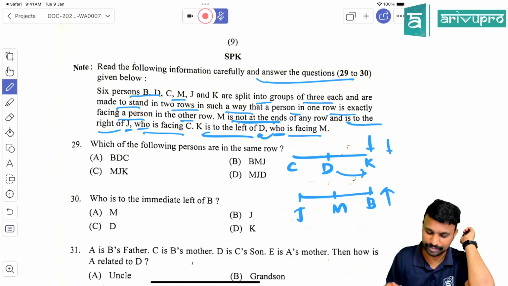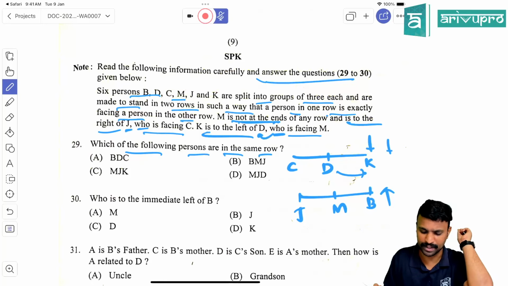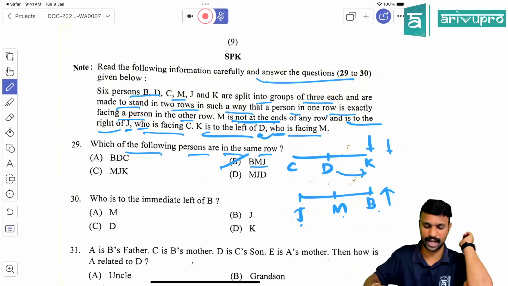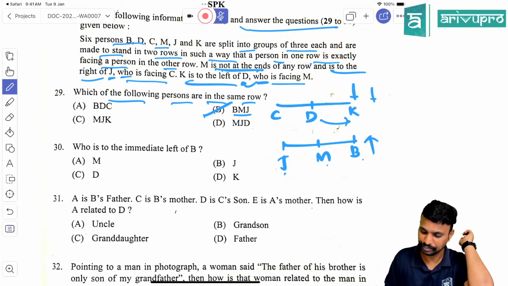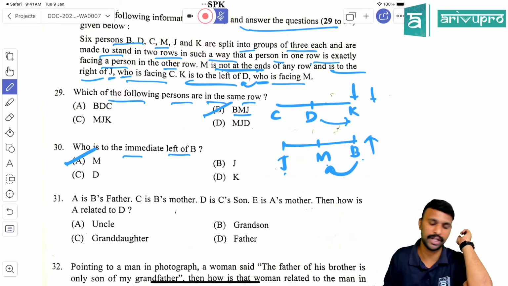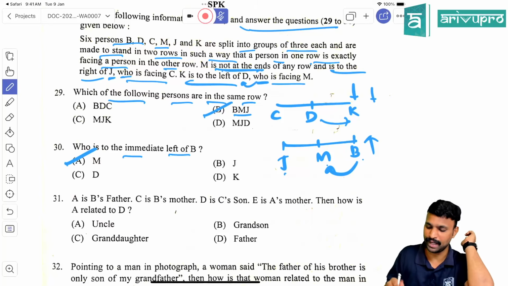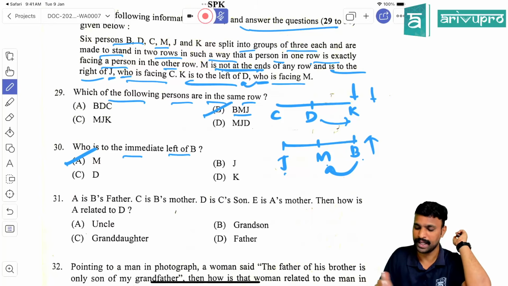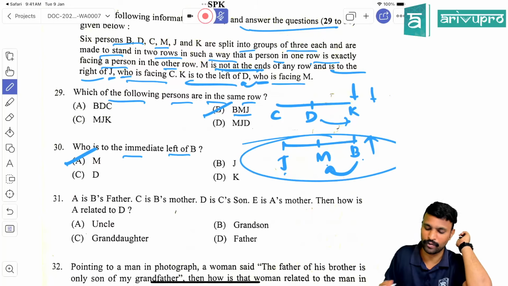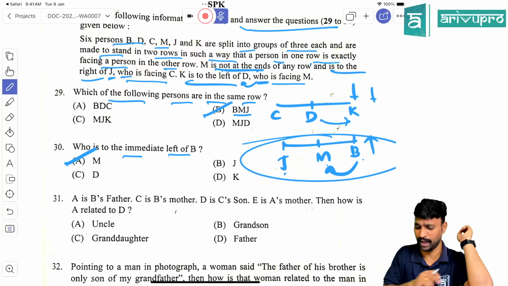The question is, which of the following persons are in the same row? J, B, M are in the same row. That means B, M, J. Option B is the right answer. Clear? Next question, who is to the immediate left of B? Immediate left of B is M. Option A. Have you understood? Guys, please be very careful about who are north facing and who are south facing.